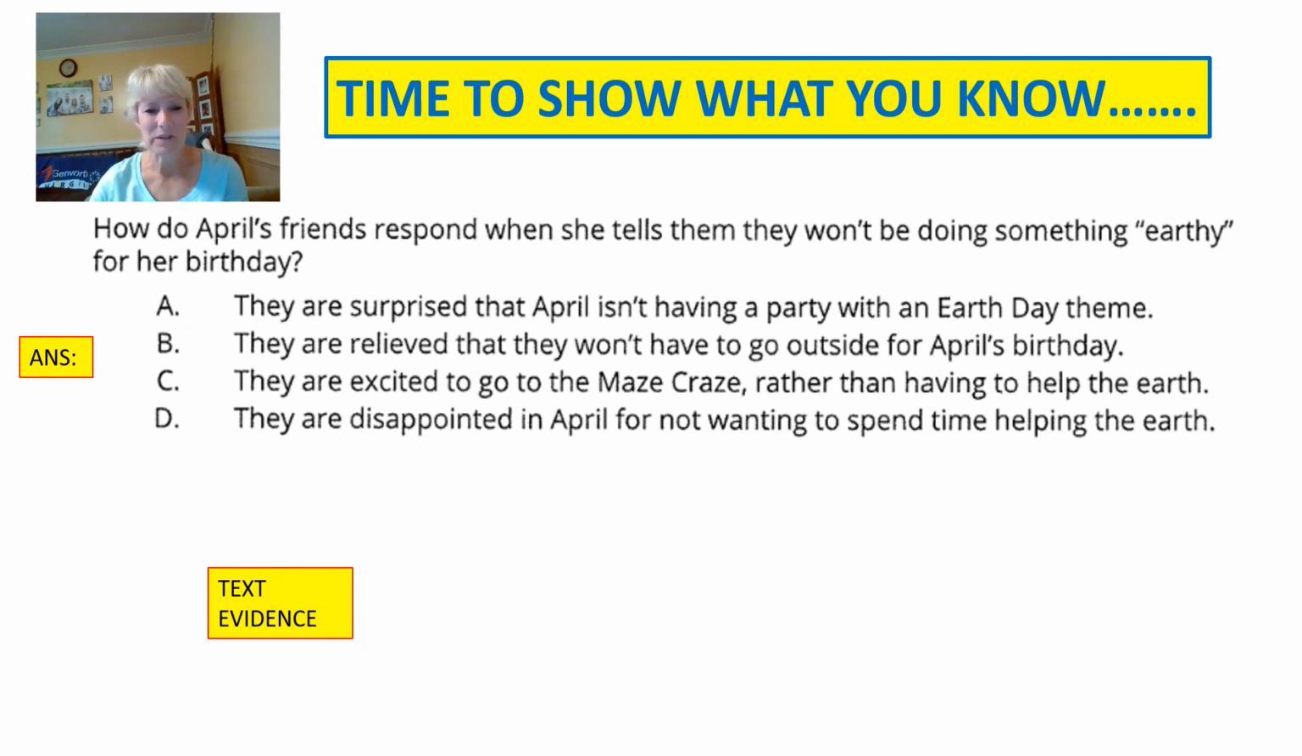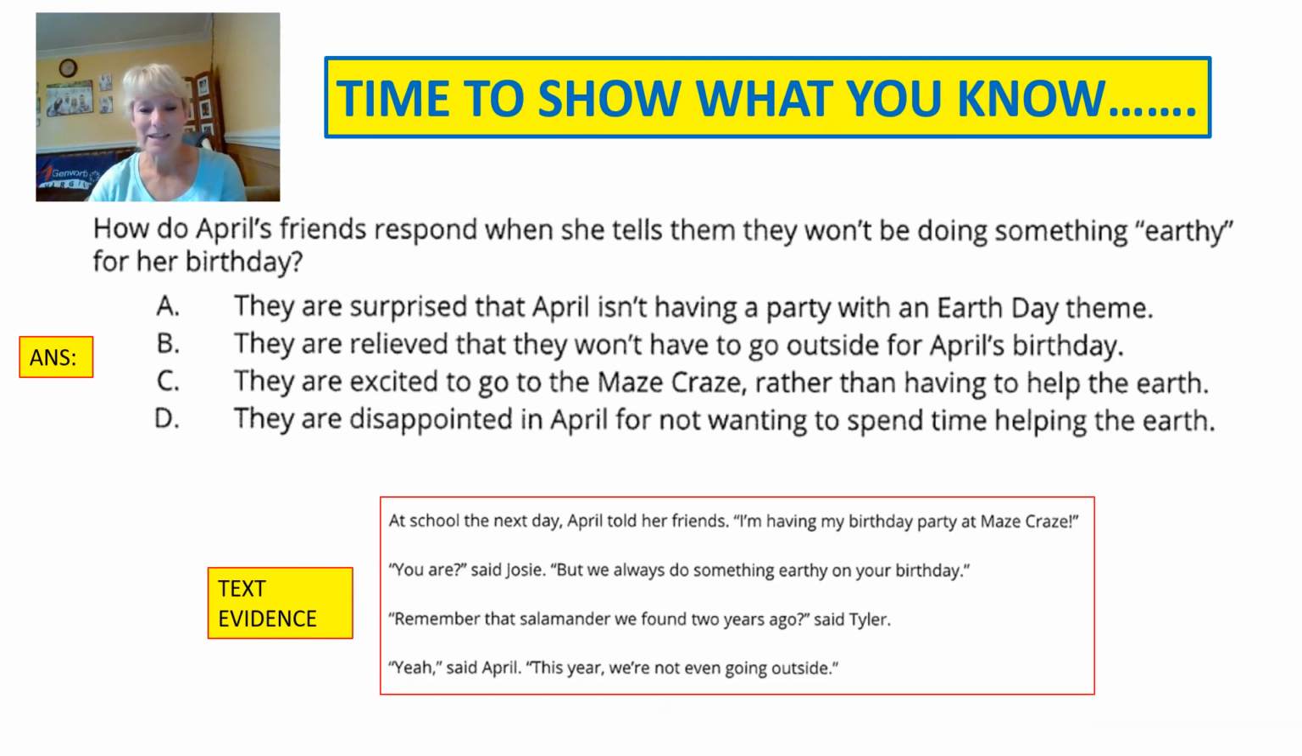All right, the next one. How do April's friends respond when she tells them they won't be doing something earthy for her birthday? First of all, I found some text support when I went back in my story. And it says, "At school the next day, April told her friends, 'I'm having my birthday party at Maze Craze.' 'You are?' said Josie. 'But we always do something earthy on your birthday. Remember that salamander we found 2 years ago?' said Tyler. 'Yeah,' said April. 'This year, we're not even going outside.'"